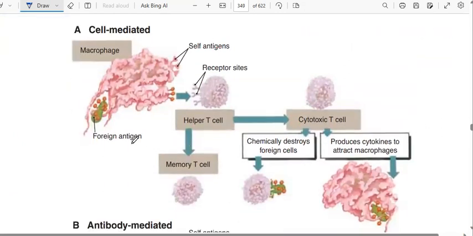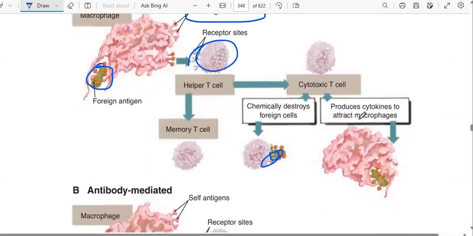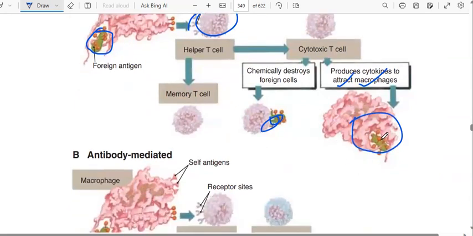You can see that image. First is cell-mediated. Macrophages are there. This is the foreign antigen. You have the self antigen receptor sites there. So T helper cells came and will activate memory cells and also activate cytotoxic T cells. So cytotoxic T cells chemically destroy the foreign material. They also produce a large number of macrophages, surrounding that area and killing that.